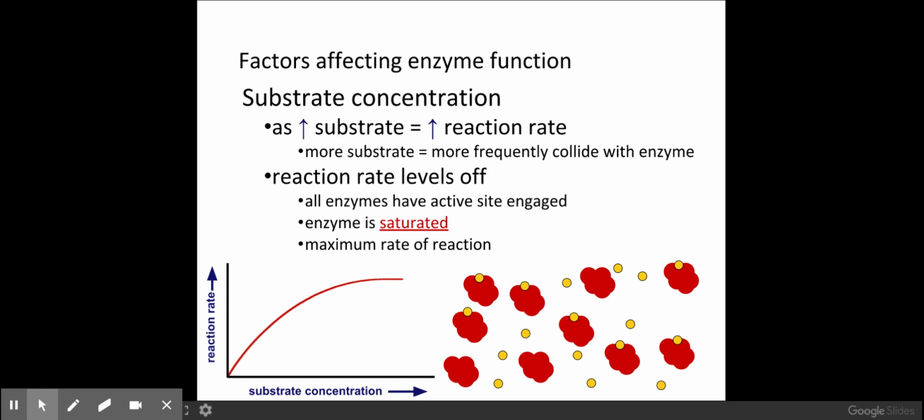So for both enzyme and substrate concentration, you have this increase in reaction rate as you increase the concentration until the point where you've saturated or you've reached the kind of maximum rate.